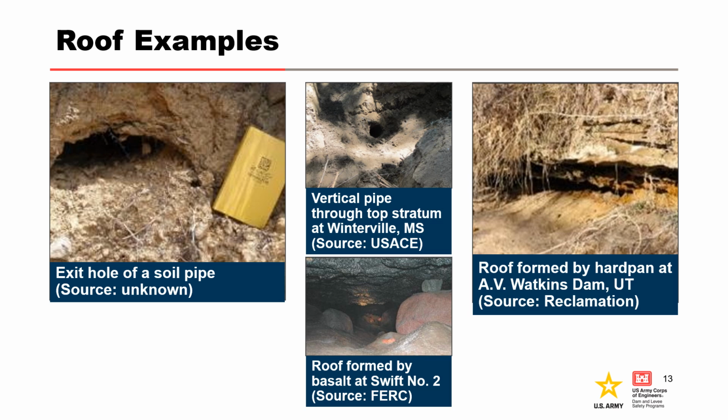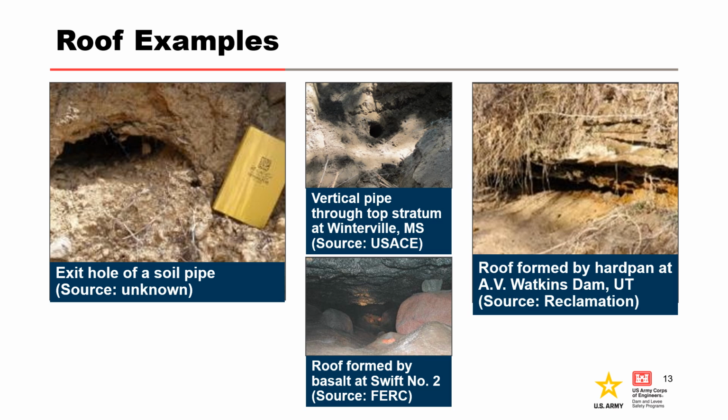Examples of roofing are shown in these photographs. On the left, the exit hole of a soil pipe is shown. The top middle photograph shows a test pit excavated to investigate a boil, showing the vertical pipe through the top stratum. The bottom middle photograph shows how alluvial material below basalt bedrock in the forebay's foundation piped, which connected to the forebay through lava flow tubes, penetrated the forebay blanket, and created a sinkhole.